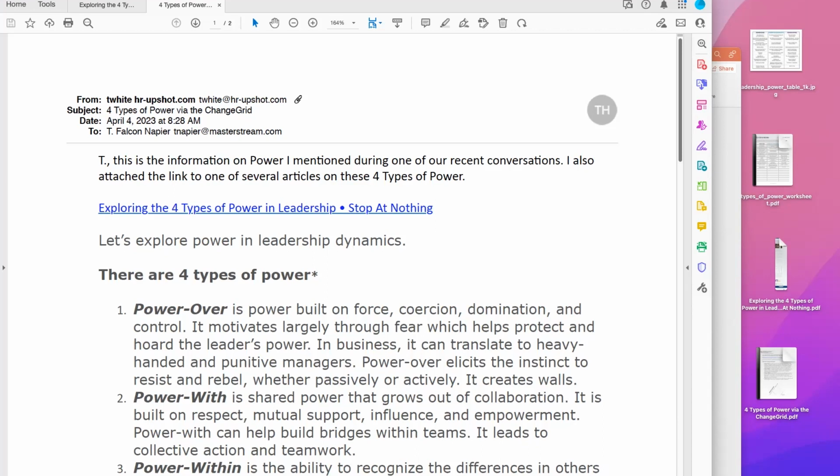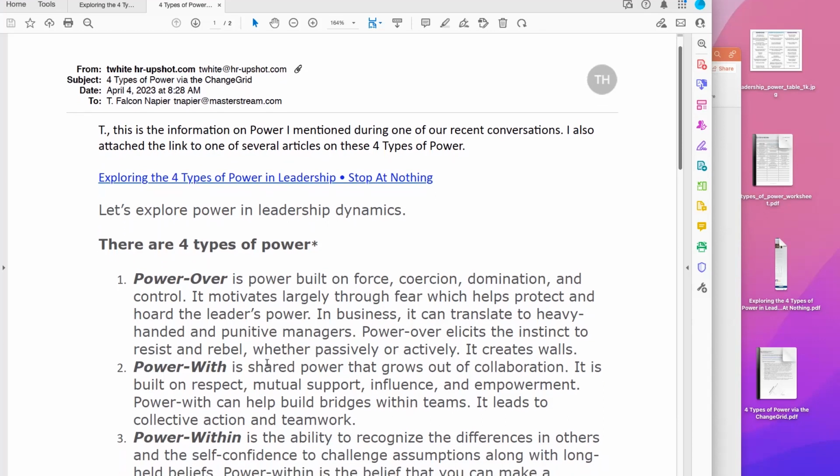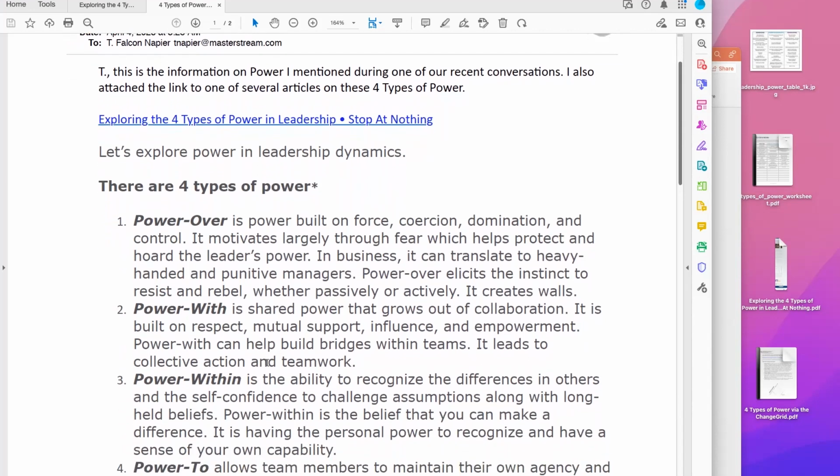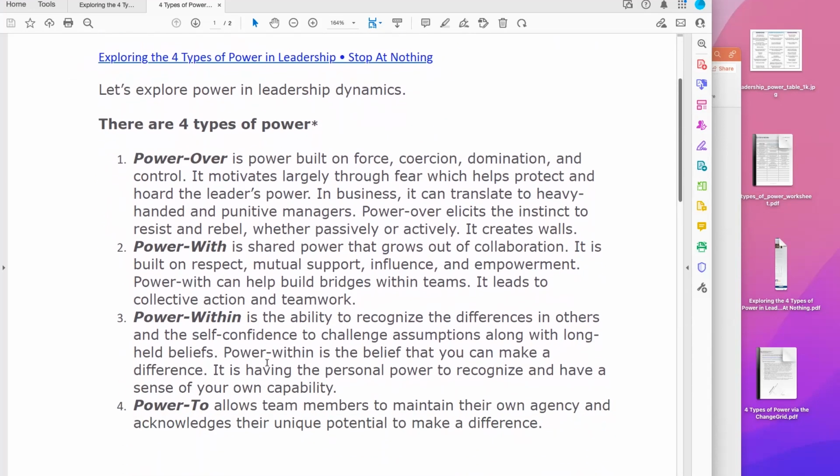Before that, though, I did receive an email from Tim White about this article that he stumbled across about the 4 different types of power in leadership. And so I'll just quickly introduce it, and then I'm going to set it aside so that when Tim joins in, he can tell us whatever it's all about. But basically, the point of this article is there are 4 types of power: power over someone, power with, power within, and power to. So power over is built on force, etc.